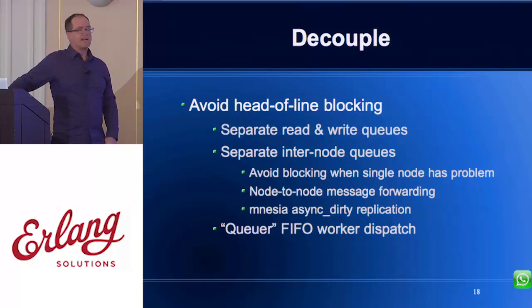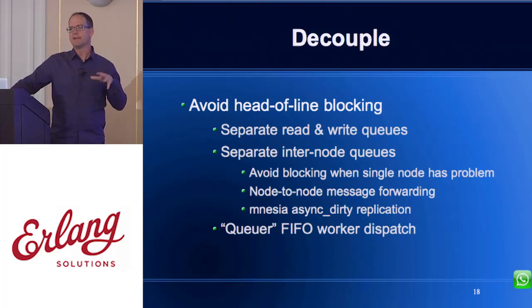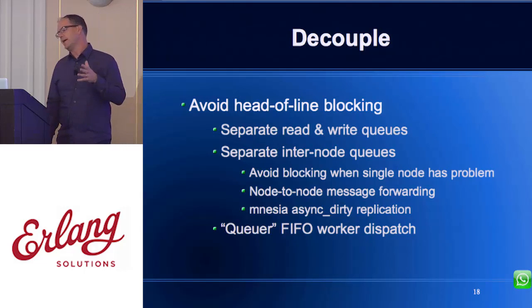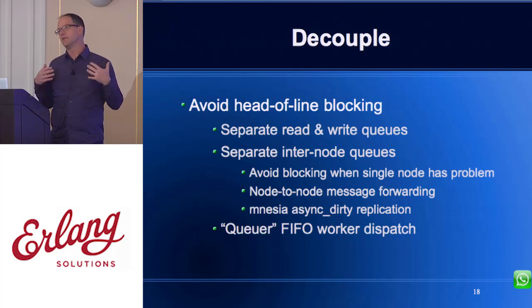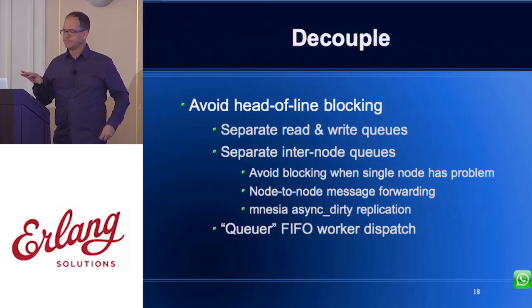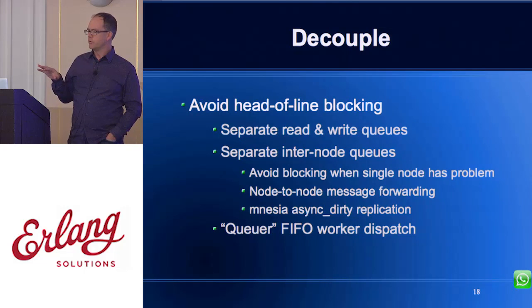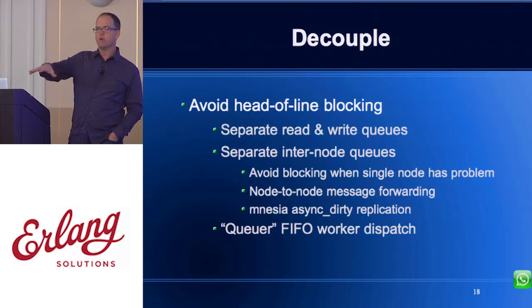Moving back to some more decoupling. So I mentioned head-of-line blocking. We separate read and write queues in places, especially where we're doing transactions on the tables, so that if there's any latency issues on the write side, that doesn't block the read side, because in general the read side is going much faster. So if there's any backup, we can quickly get a queue that's out of control if we don't split those.